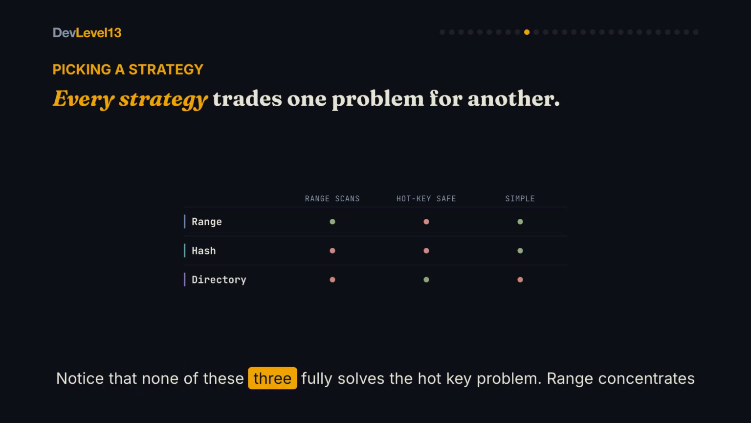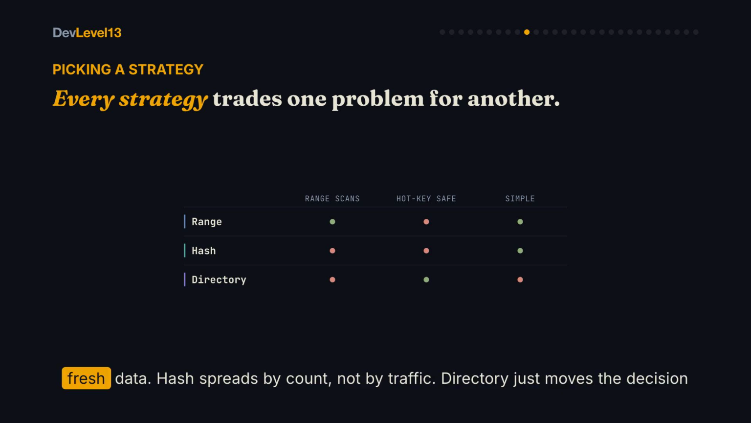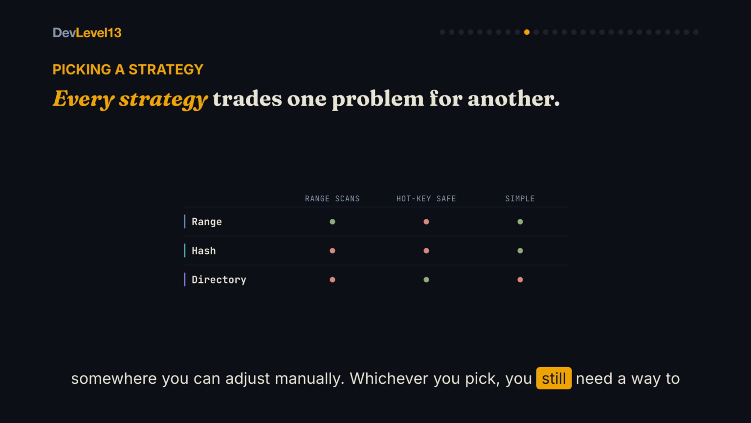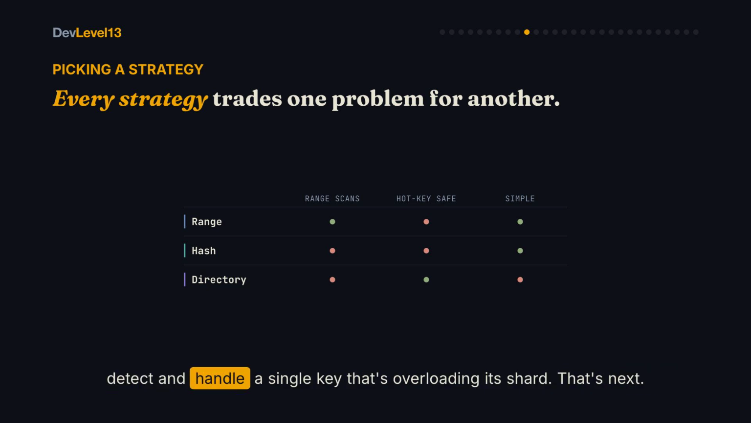Notice that none of these 3 fully solves the hotkey problem. Range concentrates fresh data. Hash spreads by count, not by traffic. Directory just moves the decision somewhere you can adjust manually. Whichever you pick, you still need a way to detect and handle a single key that's overloading its shard. That's next.